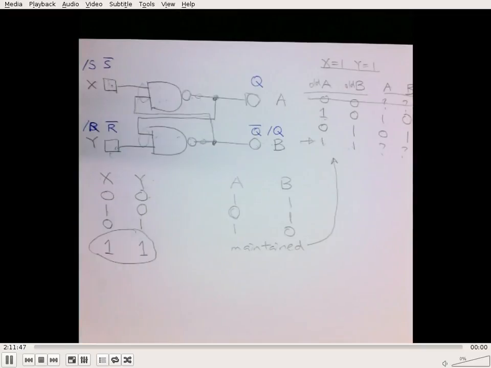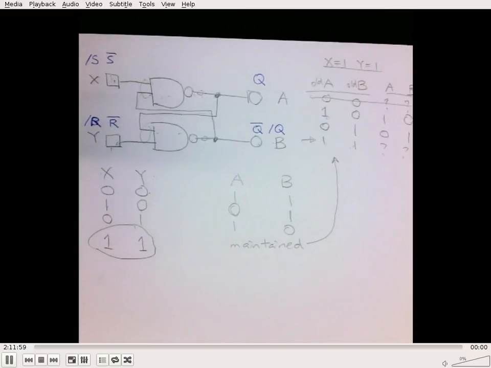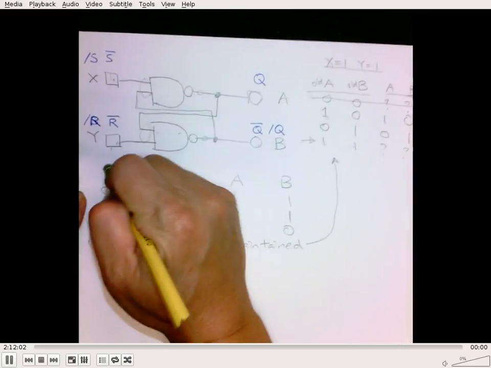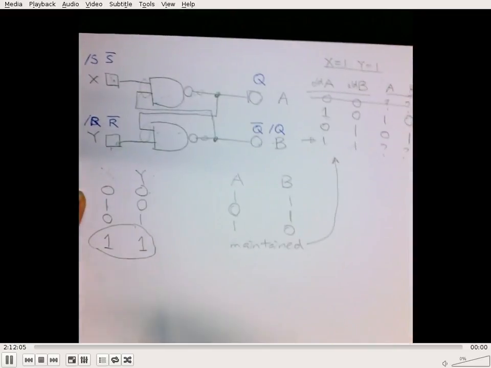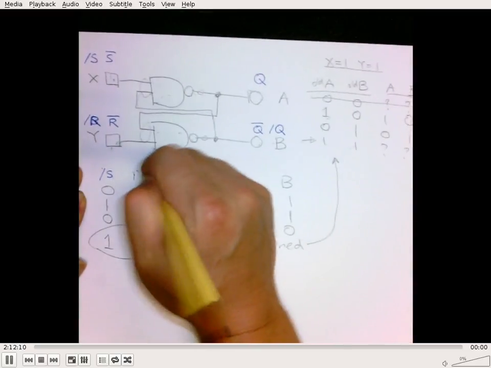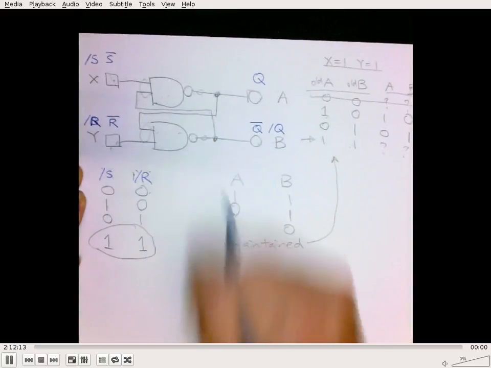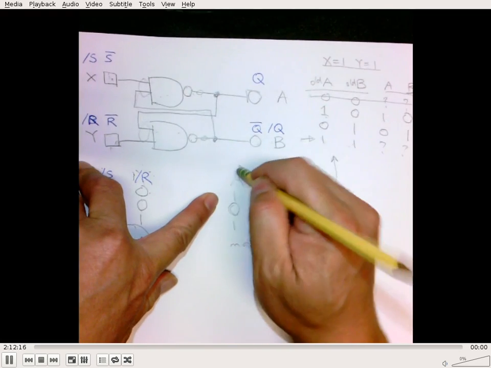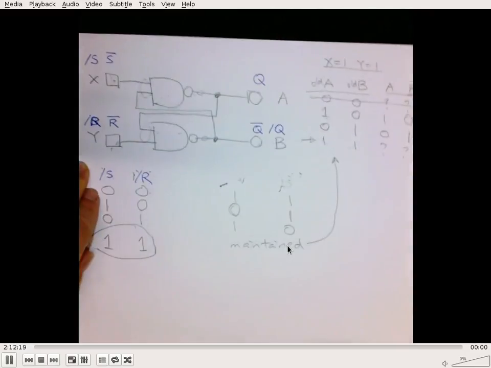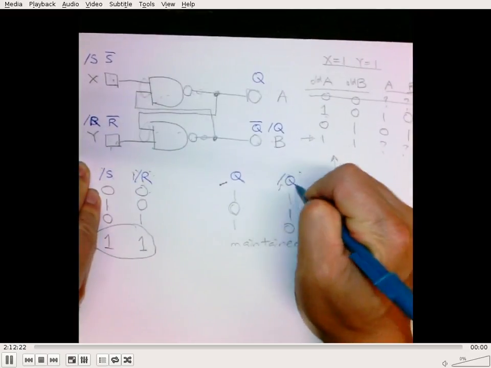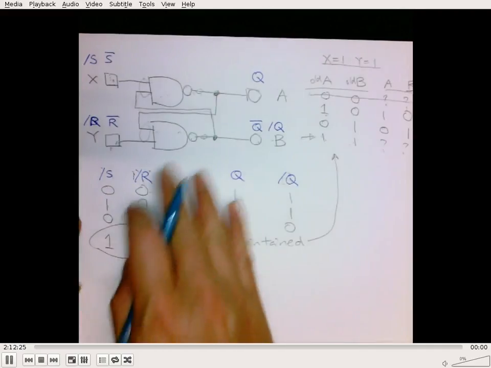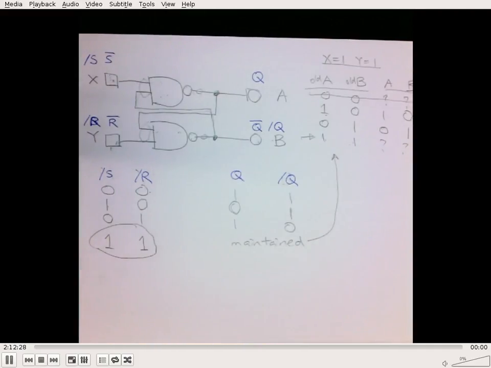Okay, so what does it mean here? When you look at the table, we'll change x, y to this notation, and I will make it cleaner this time. I'm going to erase x and use the notation /S, and I'll erase y and use the notation /R. And we'll change A and B to Q and Q bar, or /Q. So this is Q, and this is /Q, which is basically saying not Q. All right. So what are we seeing?